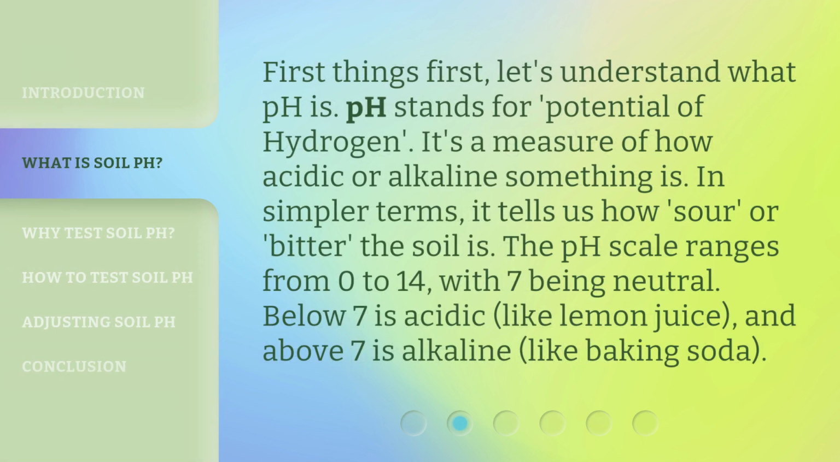First things first, let's understand what pH is. pH stands for potential of hydrogen. It's a measure of how acidic or alkaline something is. In simpler terms, it tells us how sour or bitter the soil is. The pH scale ranges from 0 to 14, with 7 being neutral. Below 7 is acidic, like lemon juice, and above 7 is alkaline, like baking soda.